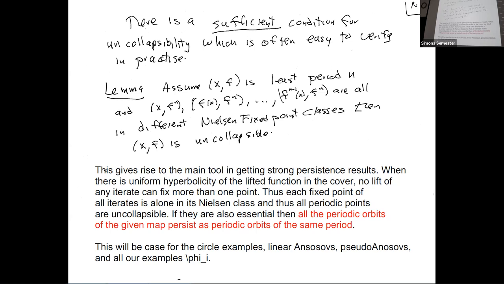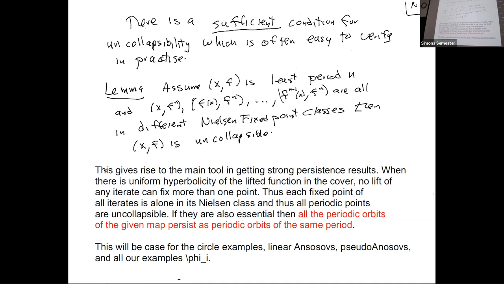Again, this is the game we're going to be playing. As we've seen in all these examples, we lift to the universal cover. There's some kind of hyperbolicity. This hyperbolicity says that every fixed point is in a different Nielsen class, and this is true for all iterates. So they're all uncollapsible. This expansion or hyperbolicity in the cover gives us that all the Nielsen classes are uncollapsible. If we also know they're essential, then they all persist.